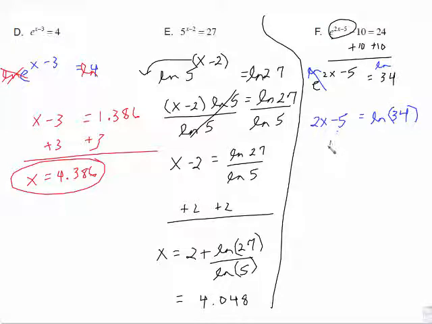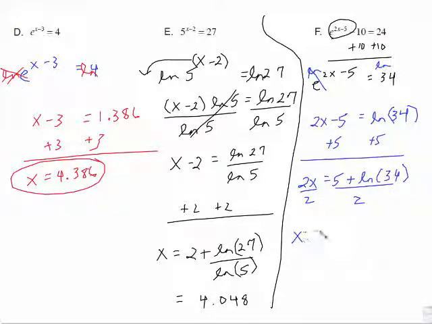Now, get this so that the x is solved. So add 5 to both sides. So you're looking at 2x equals 5 plus the ln of 34. Then divide everything by 2. Be careful when you do this on the calculator. If you enter 5 plus ln of 34 divided by 2, the calculator is only dividing the natural log of 34 by 2. So I think the easiest thing to do for you guys is to do the numerator on the calculator, do 5 plus the natural log of 34, hit enter, and then divide that number by 2, and this will work out to be 4.263.